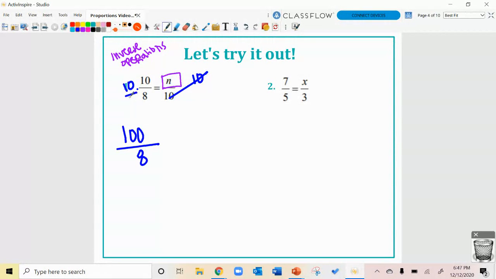So this is actually going to give me 100 over 8. This is like 10 over 1, so you're multiplying straight across. And then we've isolated n. I can simplify this a little bit. They're both divisible by 4. It's like having 100 pennies, or $1, and you divide it into 4 quarters. I get 25 over 2 equals n. If you wanted to say 12.5, that would be acceptable as well.